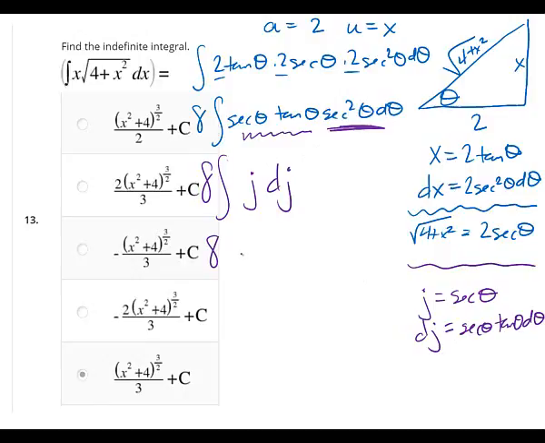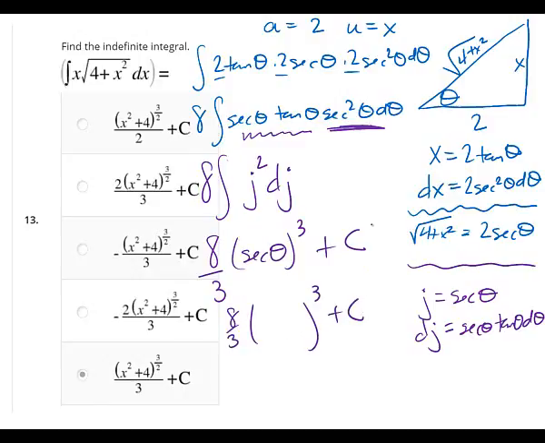Okay, so 8. I lost a squared. All right. When I integrate the J squared, what do we get? J cubed over 3 plus c. What's going to go in here instead of J? Secant theta. And then I have to go to the triangle. I've got 8/3. I'm cubing whatever goes in there.